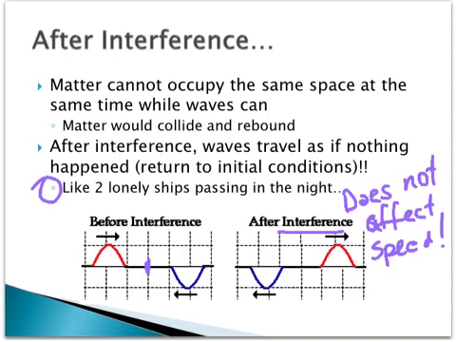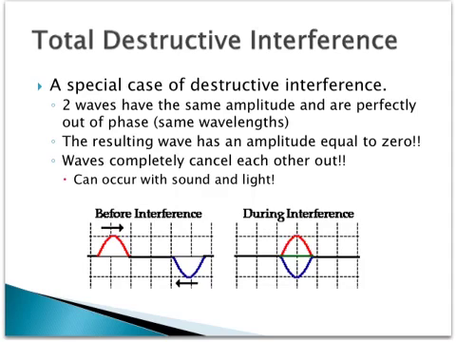So it's like two lonely ships passing by in the night, as if they weren't even there. All right, now a special case of this type of interference: total destructive interference. This is kind of a special case. Not all destructive interference is going to be total destructive interference.